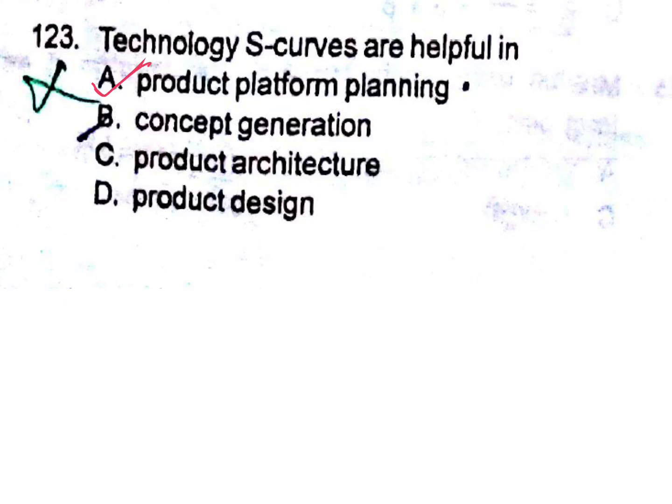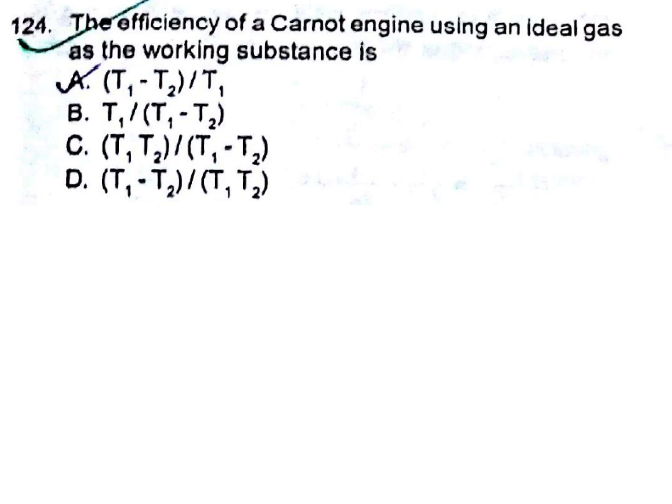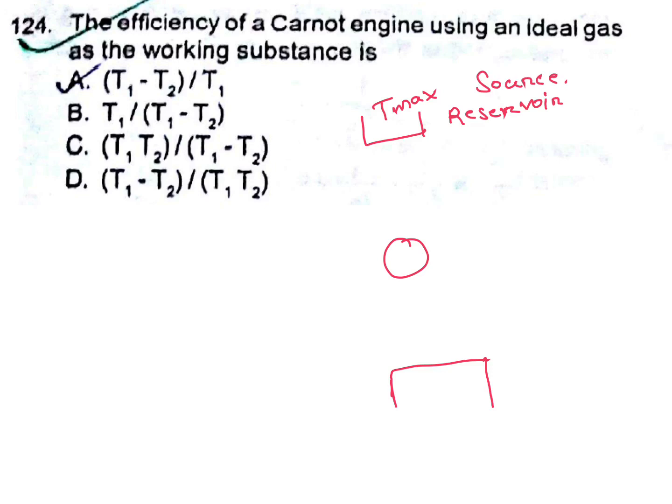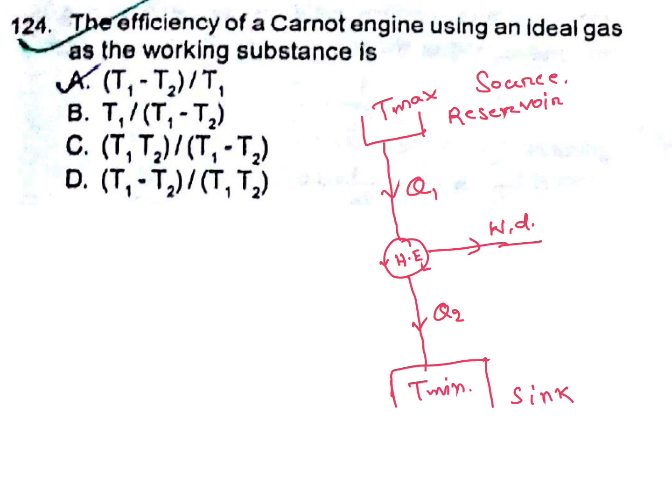The efficiency of a Carnot engine using an ideal gas as the working substance is, this one is also very important for problem solving and for theory questions. This is the source reservoir, at maximum temperature. This is the sink. From the source we are extracting heat Q1. This is a heat engine, clockwise cycle. Heat rejected by the engine is Q2, and this is the work done by the engine. The sink is at minimum temperature, T minimum, or in this question they took this one as T1, and this is at T2.